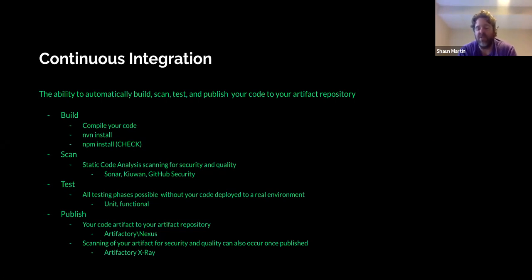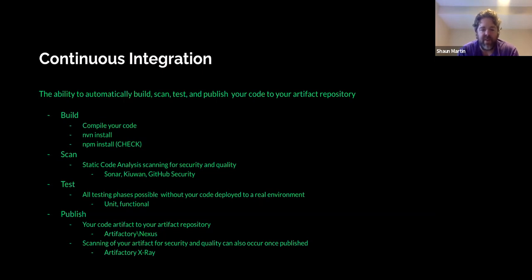Some people just scan. Most companies just scan for results. Some people scan, send the results, wait for the analysis to be done, and then have blocking actions in the continuous integration. Like if you increase my security footprint, I don't want your commit to go through. You have to go back and fix your code. Then it should do all testing phases possible without your code deployed to a real environment, unit, functional, whatever you got. If you have mock databases and whatnot, that should all be done.